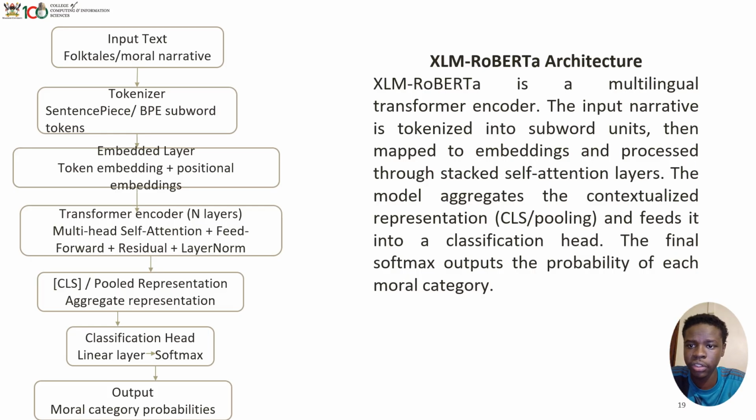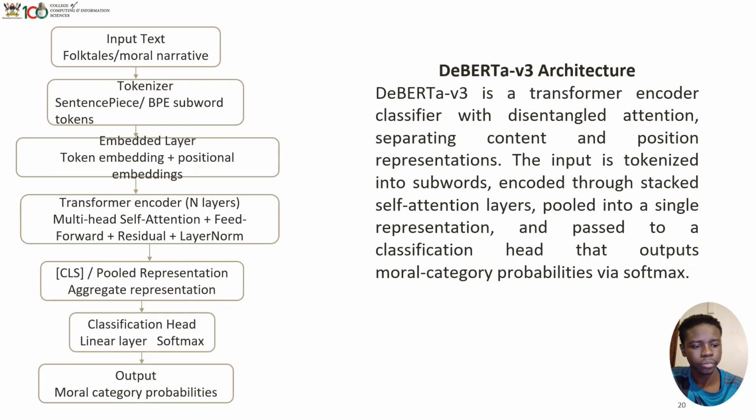After that, the transformer encoder processes them using something called self-attention. This helps the model understand the relationship between words. Finally, the model produces a pooled representation which is sent to a classification head. This head uses softmax to output the probability of each moral category. In simple words, the model reads the story and tells us what moral lesson it contains.